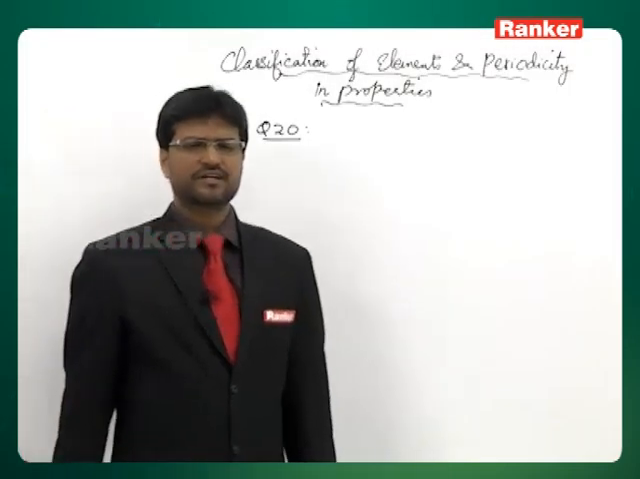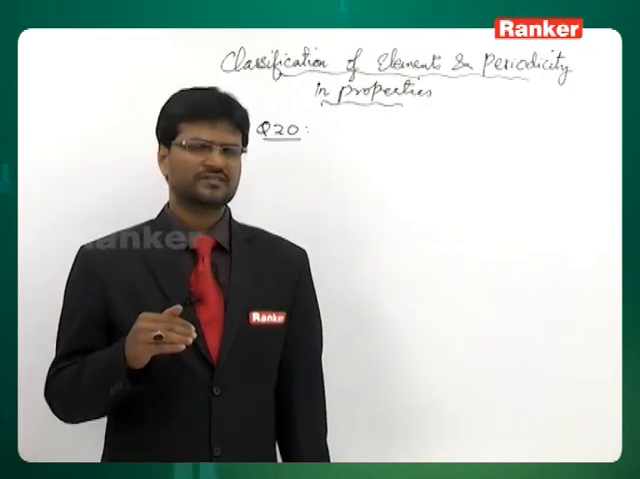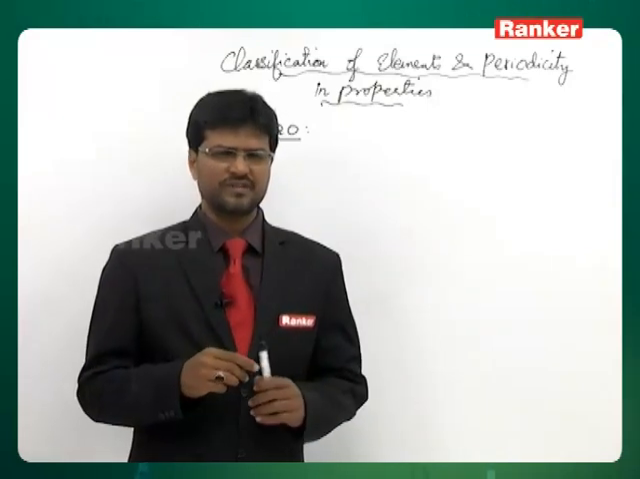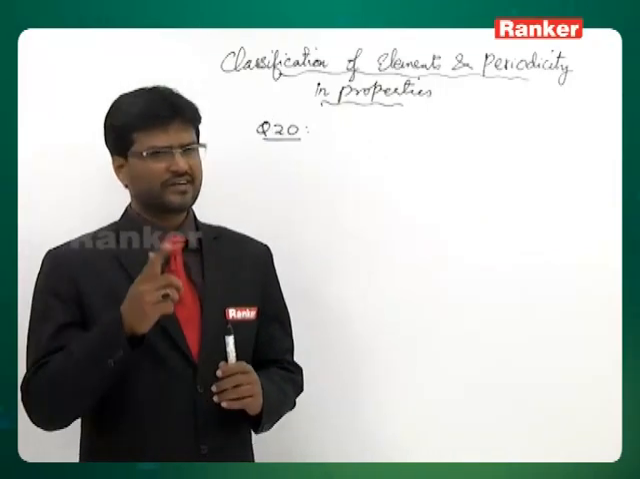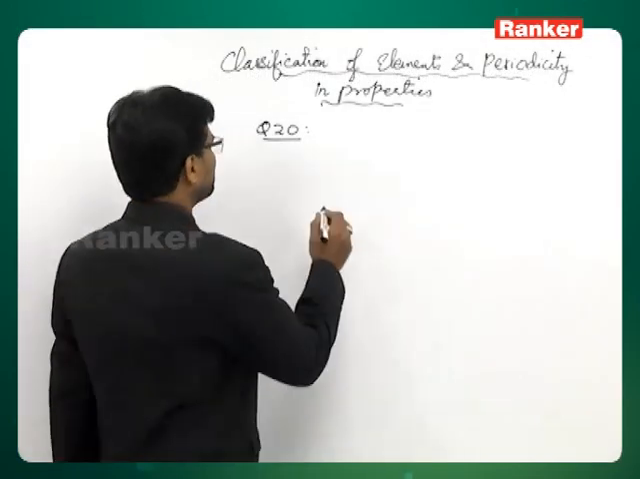Question number 20. Which of the following is a neutral oxide? Remember, oxides of metals are generally basic, oxides of non-metals are acidic, lower oxides of non-metals are neutral, higher oxides are acidic. So, lowest oxide among them is NO. Na2O, the first option, is basic oxide, SO2 is an acidic oxide, NO2 is also an acidic oxide, whereas NO is a neutral oxide. Look at the equations.